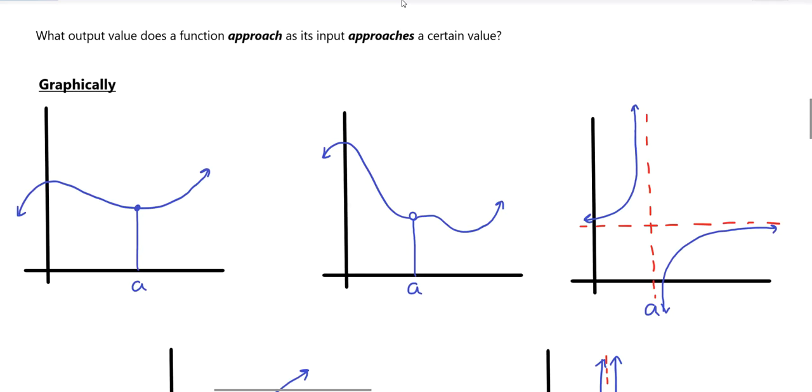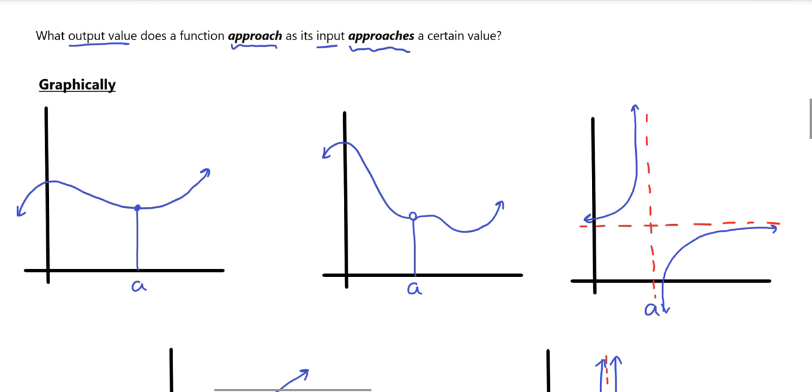Alright, so in today's video, we're going to look at evaluating limits graphically and from a table. Just to refresh your memory a little bit, the big idea of a limit is asking what output value does a function approach as its input approaches a certain value. Basically, as my x goes to a certain number, what value is my function approaching? What y value am I going to get out?